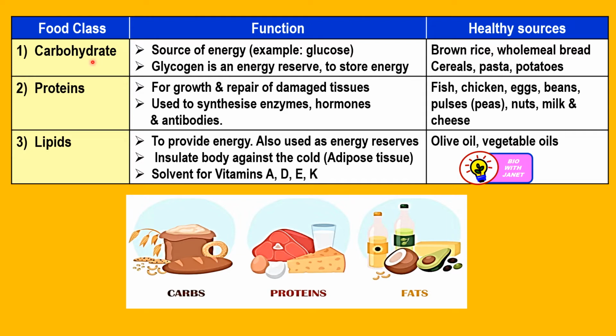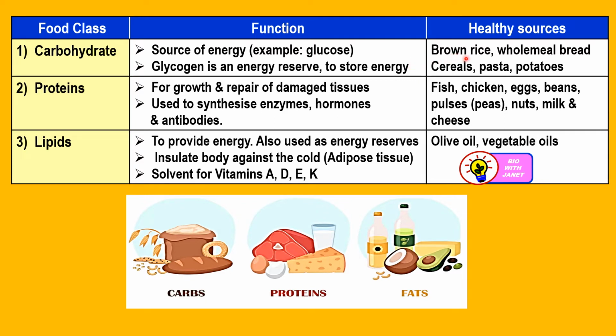So for the food class of carbohydrates, they serve as a source of energy. For example, glucose is oxidized through cellular respiration to produce energy for cellular activities and also for the activities of the individual. Then glycogen is an energy reserve which is used to store energy. So it can be converted back to glucose to be used to produce energy when it is needed.